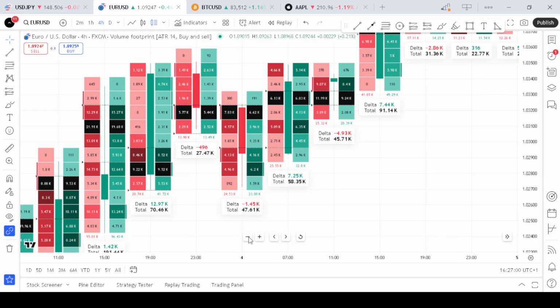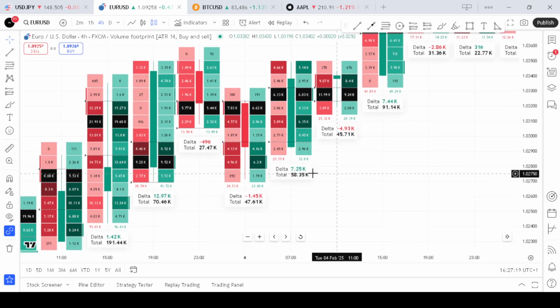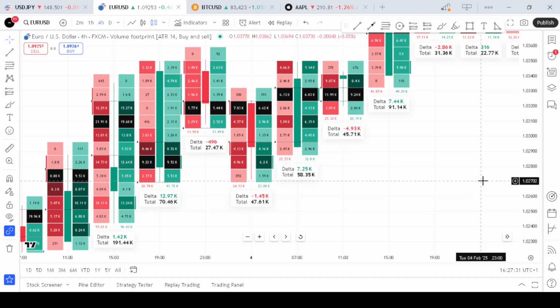This tool doesn't just show you where price has been, it reveals why it moved there and what might happen next. With this deeper understanding, you would approach your trading with greater confidence and precision. Now let's see the best setting and trading strategy for the TradingView Volume Footprint Chart. Now that we understand the basics of the TradingView Volume Footprint Chart, we are going to dive into the best settings and a powerful trading strategy to maximize its potential.